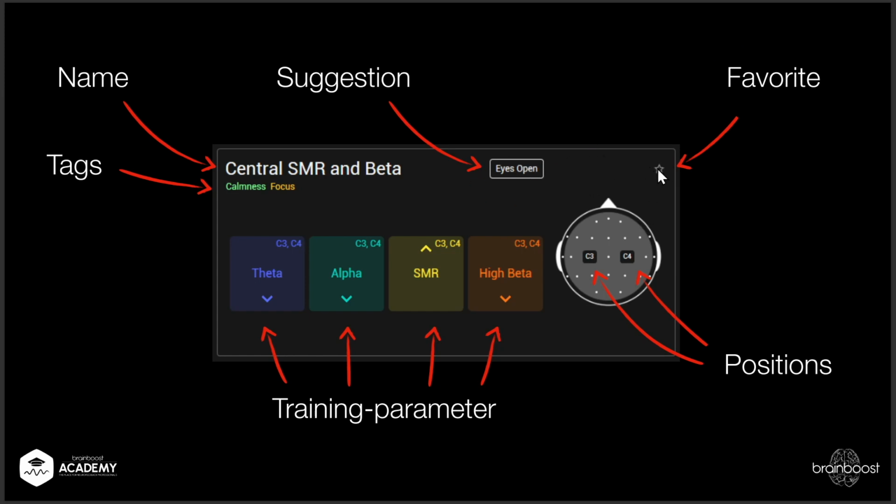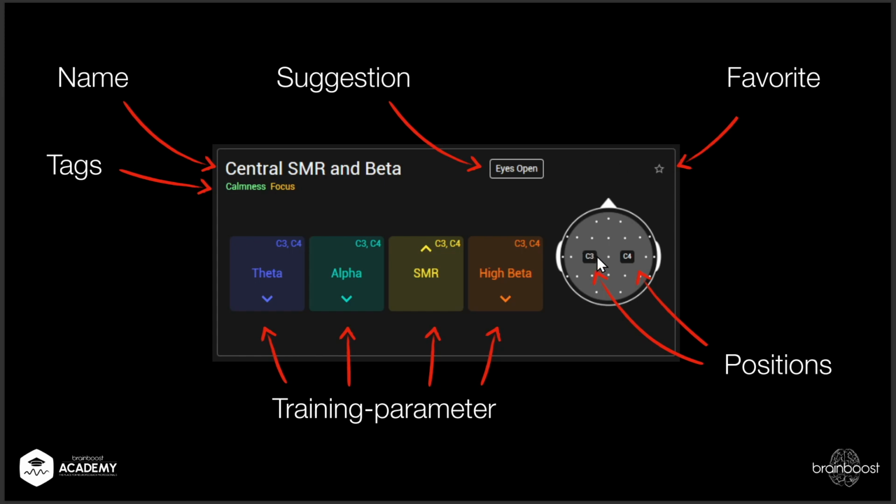Here with this star, when you press it, we will see this later, you can mark the protocol as a favorite, and it will be pinned on top of your list. So when you create your own protocol and say, this is something I really like to do many, many times, then press the favorite button and it will be pinned on top.